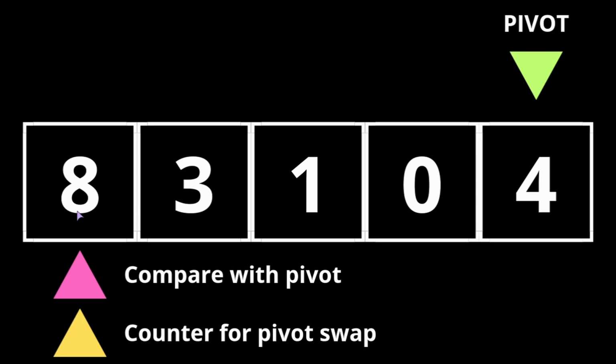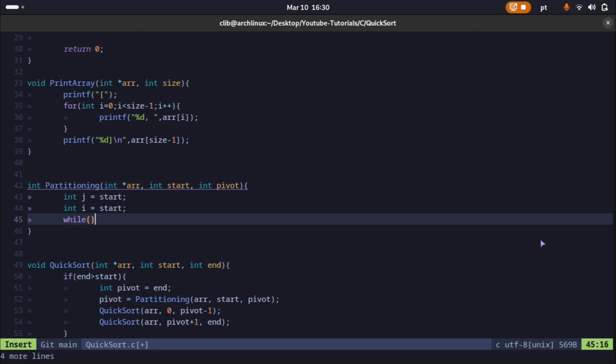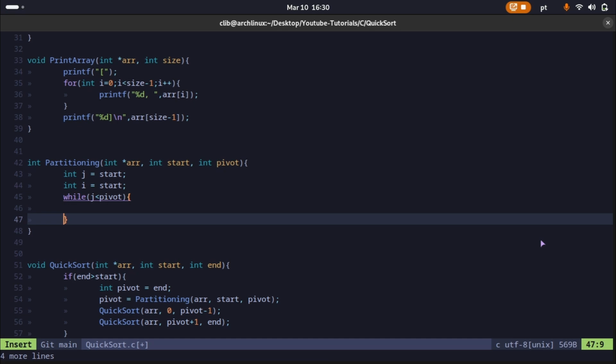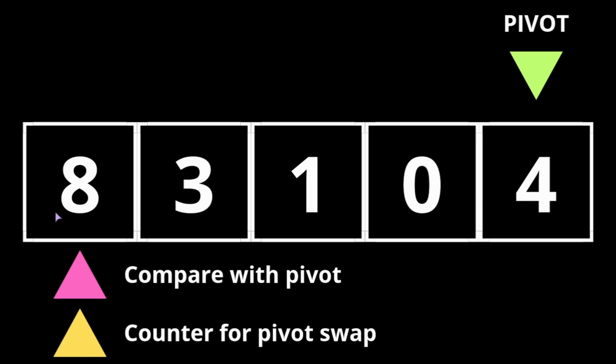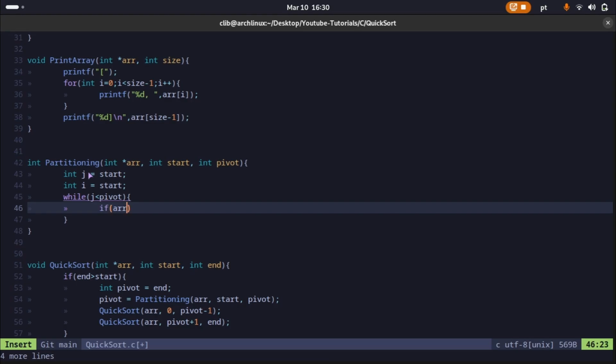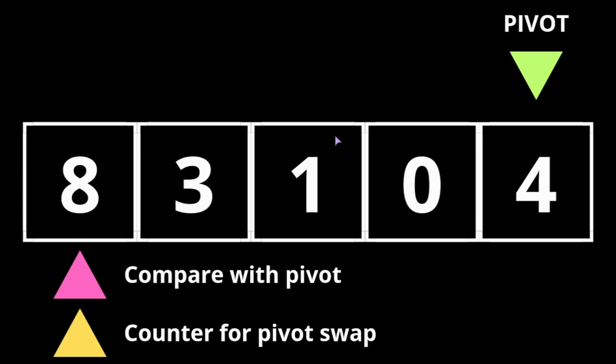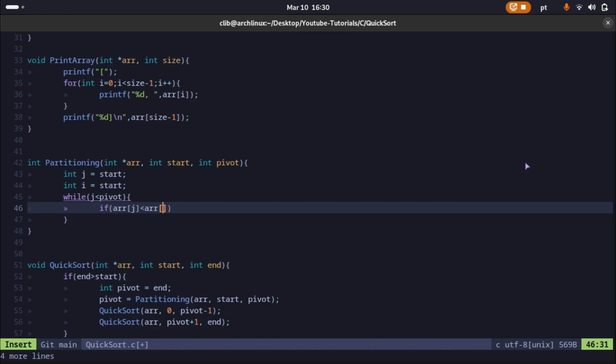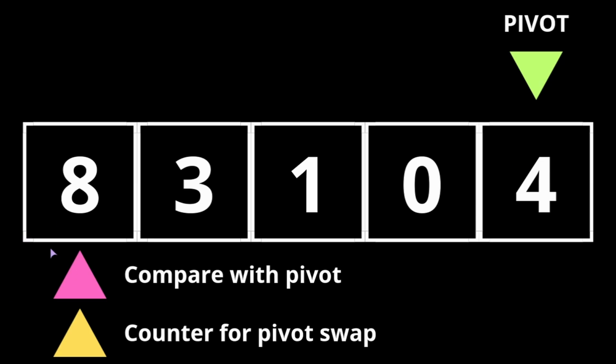So what we have to do now is loop through all the items in the array or in the subarray until the pink pointer reaches the pivot. So while the j is less than the pivot, meaning that our pink pointer has not reached the pivot yet, we will ask the question if the element in the array pointed by the pink pointer is smaller than the pivot pointer. If the element pointed by the pink pointer is smaller than the pivot pointer, we will increment the pink pointer by 1, increment the yellow pointer by 1.